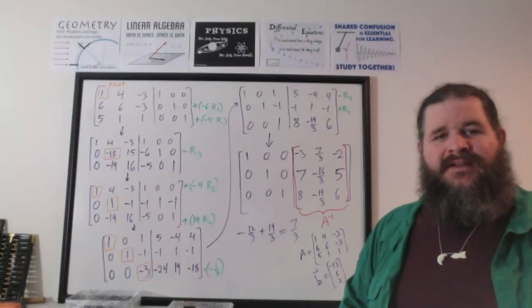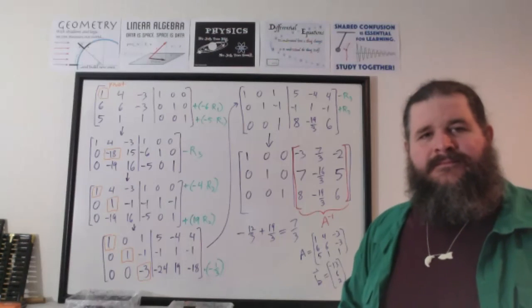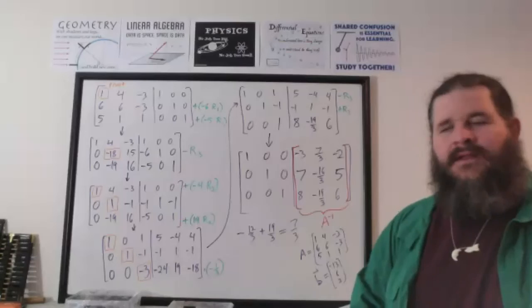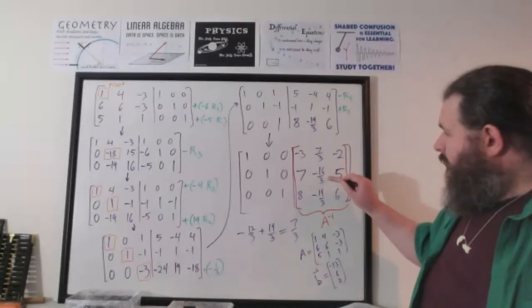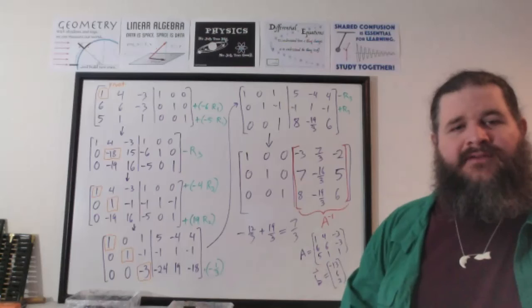What's the one ultimate test that tells us, yes, these really are inverses? You can multiply the inverse by A. Yeah, if we multiply the thing we think is A inverse times the original matrix A, what should we get if we've done everything right?